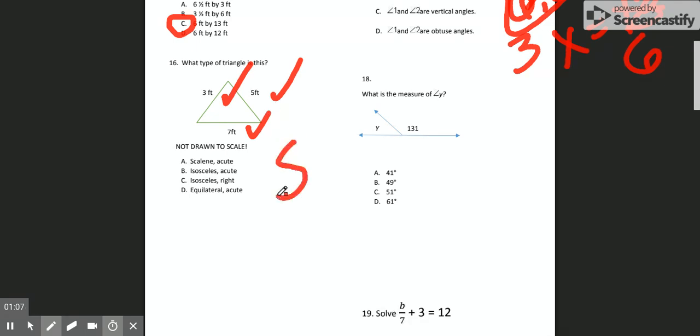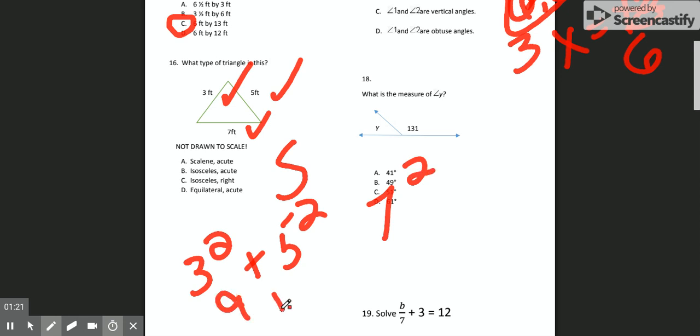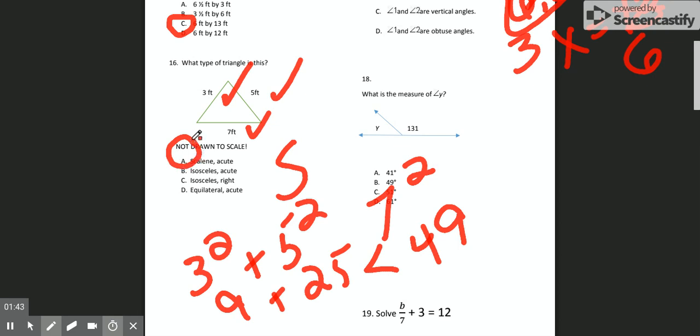And in this case, it's also obtuse because you determine that by squaring the sides. Take the two smaller sides and compare them to the third side. That's 9, that's 25, and that's 49. And if the two smaller sides are less than, then it's going to be obtuse. So in this one, your answer is A. Sorry, it's a scalene acute triangle because it's less than.